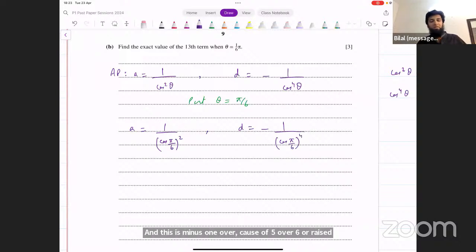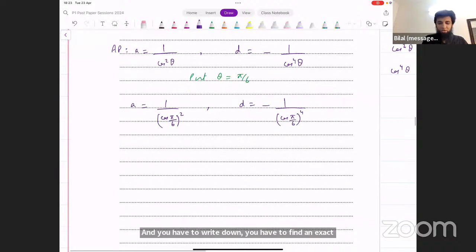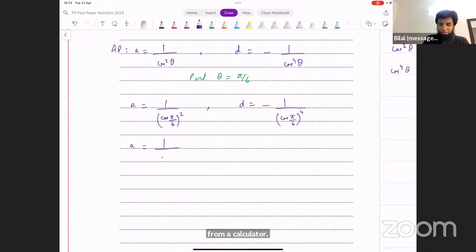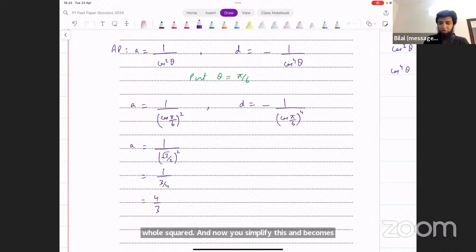Now, whenever you have to find an exact value of something like this, you need to make sure that you show the step where you are inputting the value of cos pi over 6. You do this on your calculator, that's perfectly okay. But write this value down first of all. What's the value of cos of pi over 6? Write that value down from your calculator. That's under root 3 over 2. So it's under root 3 over 2 whole squared. And now you simplify this, it becomes 1 over 3 over 4. And the first term is 4 over 3. You've got the first term.